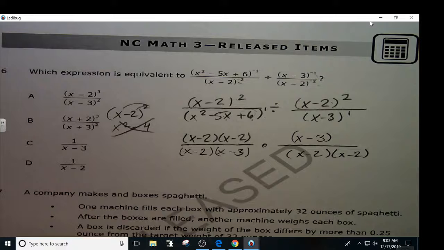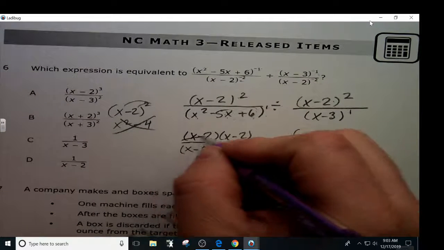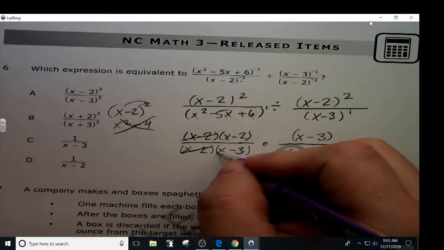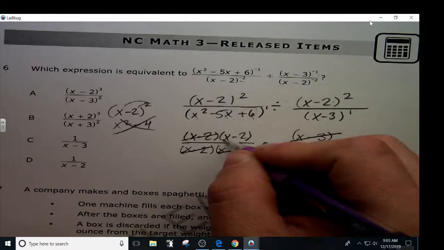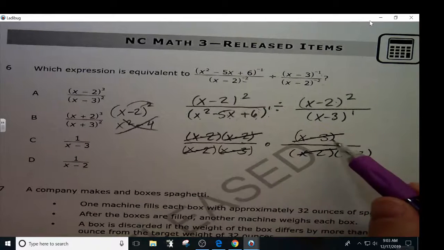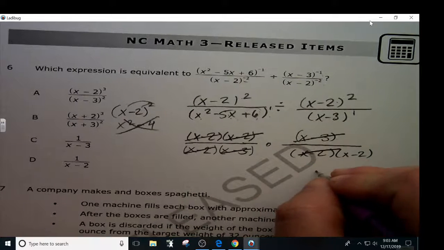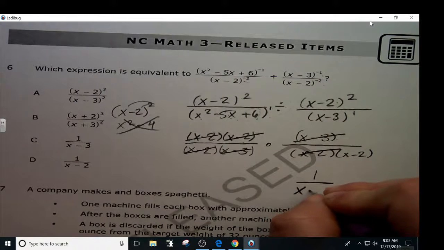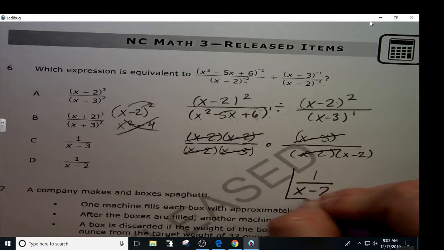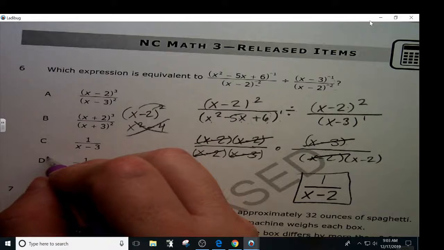Now, start canceling out. You got this, you got that, you got this, and this. Now, the only thing left over is x minus 2 on the bottom. But if everything cancels out on the top, what do we use as a placeholder? A 1. That is your answer. That is D.